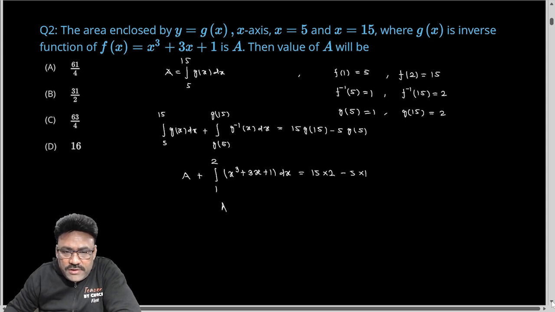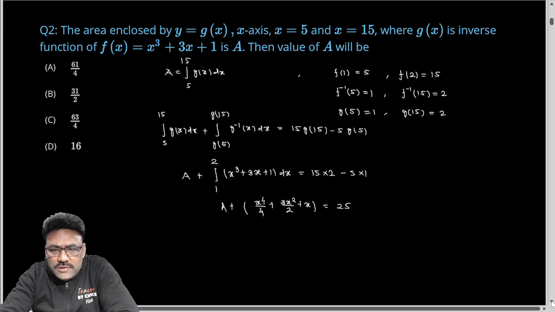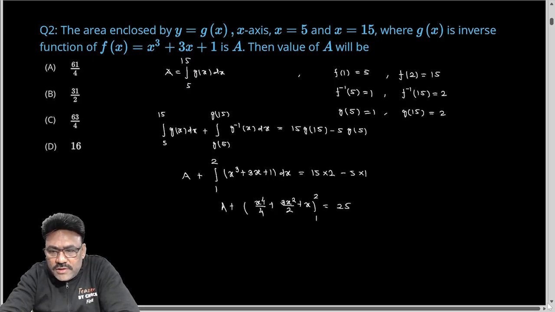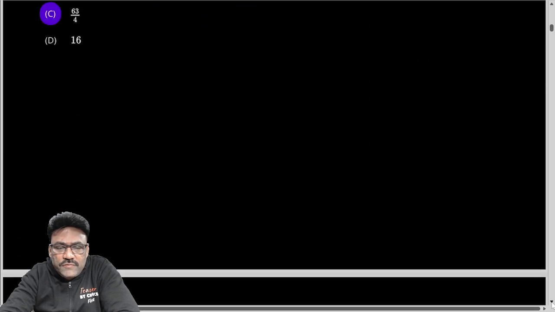Now you can easily integrate this. It is x^4 by 4 plus 3x square by 2 plus x, which equals 30 minus 5, 25. Now just calculate this one. You will get the area from here. Just substitute the limits from 1 to 2, upper limit 2 minus lower limit 1, and then calculate A. You will easily get your area here. And this area comes out to be 63 by 4, which is option C.